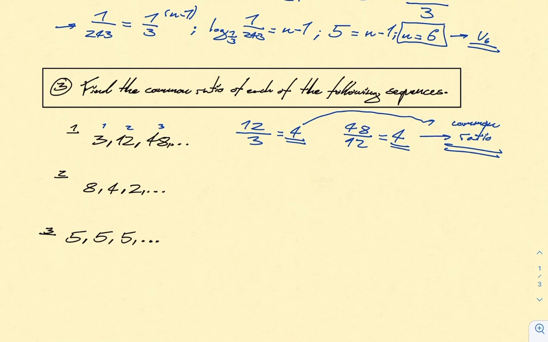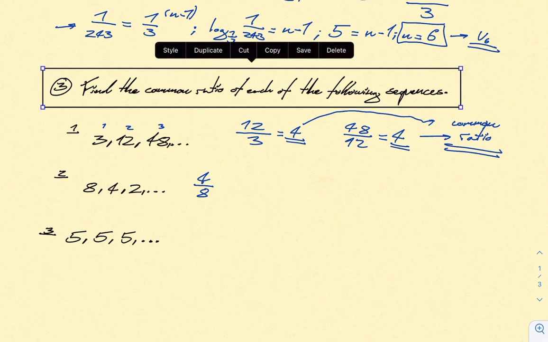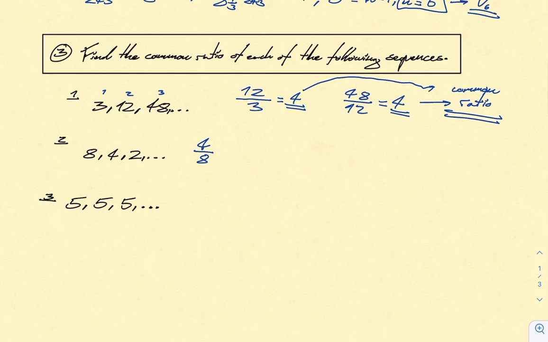Now, our second sequence is slightly different because we will have to divide 4 over 8, so it won't give us an integer. Again, we're taking one number and dividing it by the one before. We're not taking 4 and dividing it by 2, we're just taking the number before. So this won't give us an integer. This will give us 1/2. So the common ratio is 1/2.